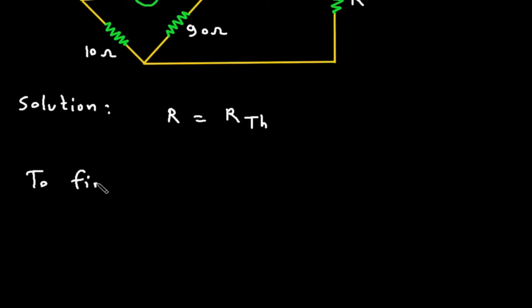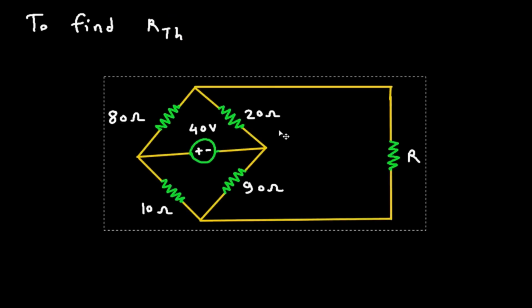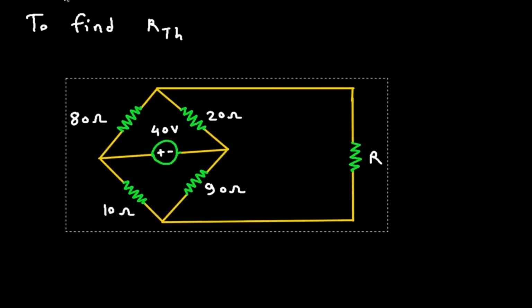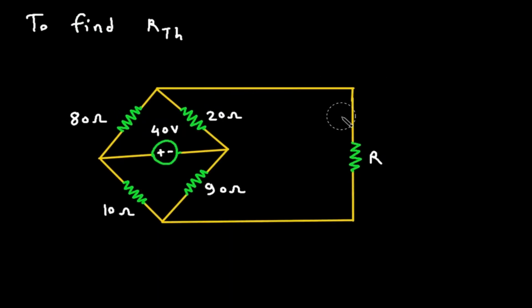To find RTH, we will turn off all the independent sources. Here in between this will be RTH. We will turn off all the independent sources. Since this is a voltage source, this will be short circuited. Now as we can see that 80 ohm is parallel with 20 ohm.